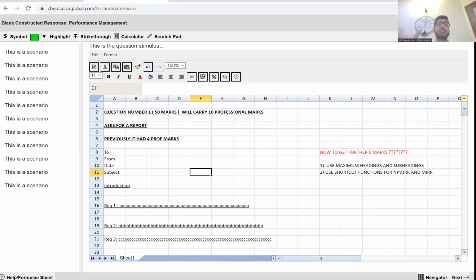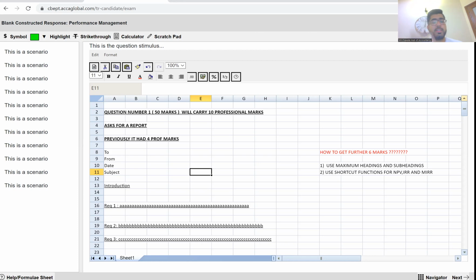Okay, because this will make a huge difference between passing and failing. Now, I am telling you that question number 1, 50 marks, will carry 10 professional marks. The remaining 10 professional marks will be in Section B. Question number 1, 50 marks, will always ask for a report.